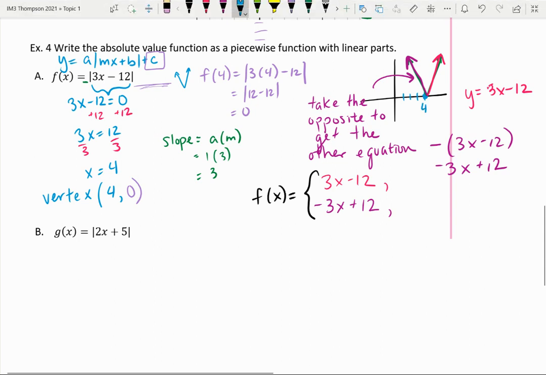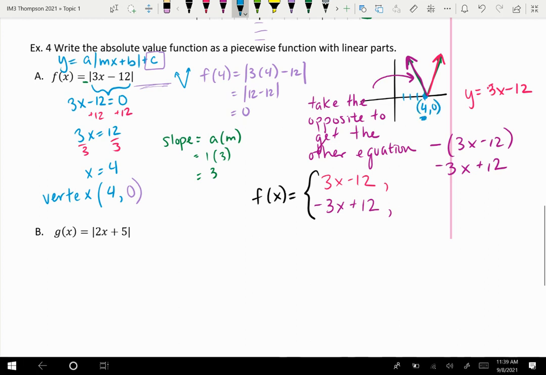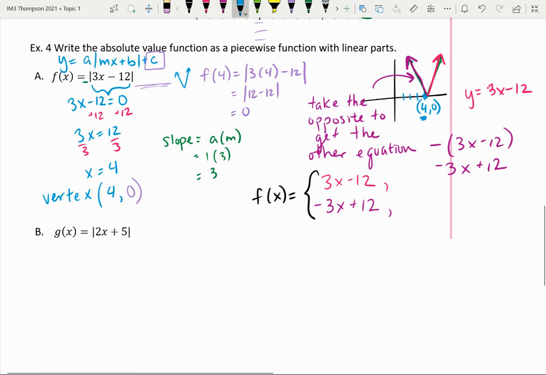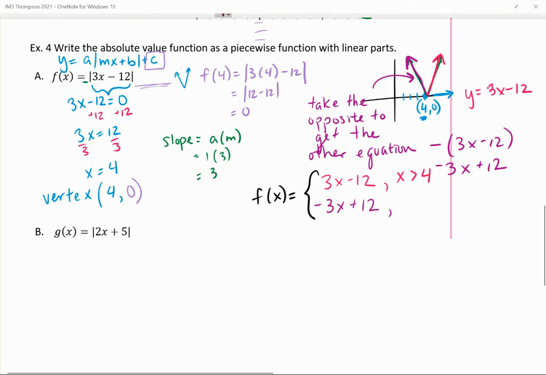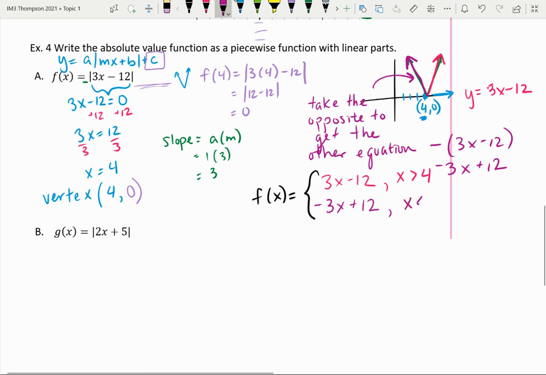Okay, this point here is (4, 0). The x value is 4. So this pink part of the graph, or this reddish part, exists when x is greater than 4, right? It exists at all of these numbers over here. So this is going to be x is greater than the x value of 4. And this purple part, the opposite part, is going to exist when x is less than 4.